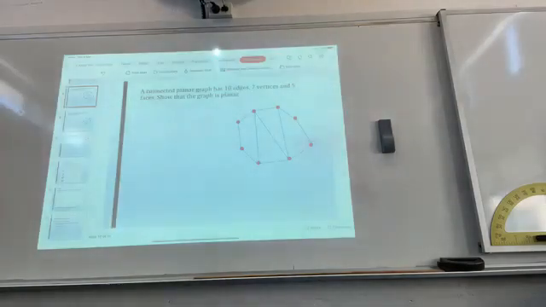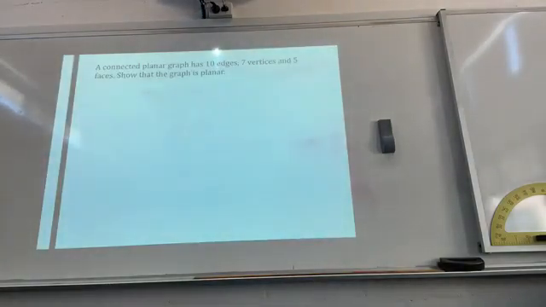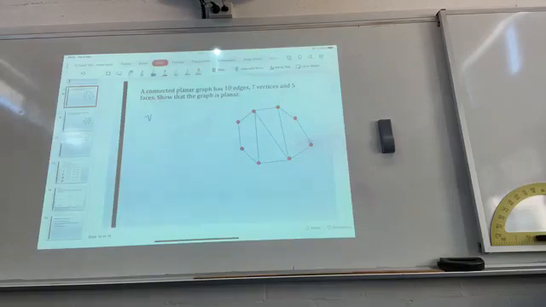I'm not sure what's wrong with it. It's not doing it. Let's try again. We know V equals 7, E equals 10, and F equals 5. So, using the formula, V plus F minus E equals 7 plus 5 minus 10 equals 2.